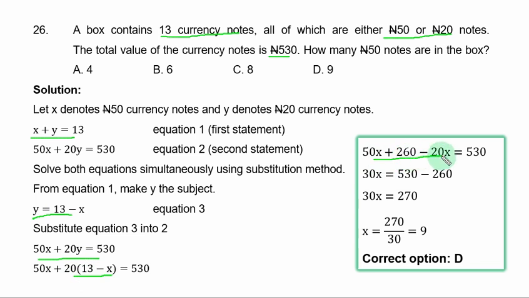If you open the bracket, you have this result. You add and collect like terms. So 50S minus 20S is 30S. You transfer this term to the right hand side, and you have 30S equal to 270. Divide both sides by 30, so S is equal to 9. So you have 9 50 naira notes in the box. D is the correct option.